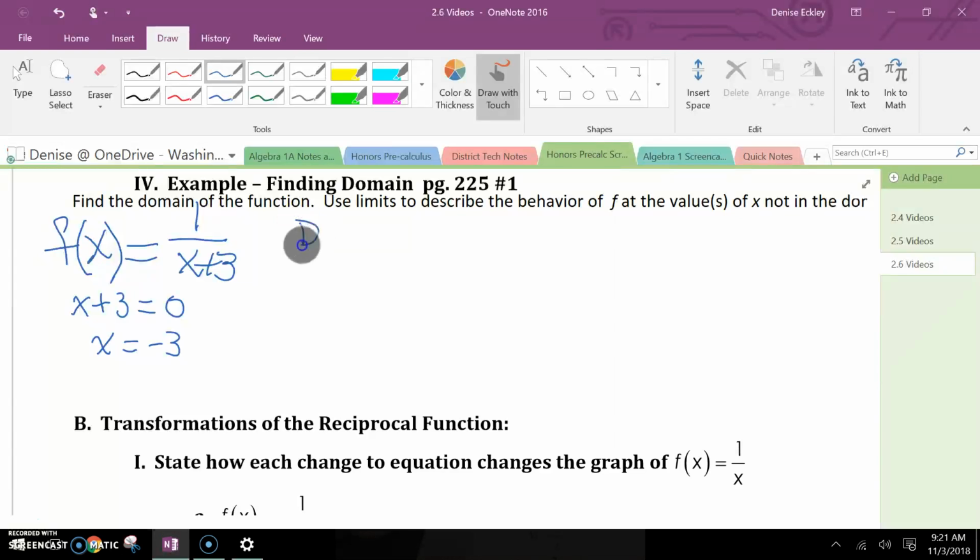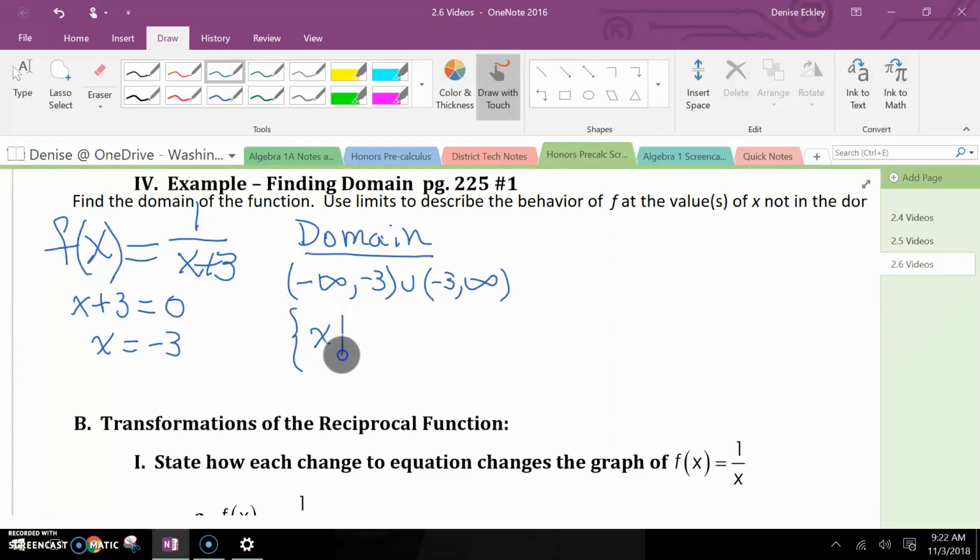So our domain will look like this, and I'm going to write it in both notations. First, in interval notation, from negative infinity to negative 3, union from negative 3 to infinity. And then if you want set builder notation, you have all the x's such that x belongs to the real numbers, x cannot equal negative 3. Now, how do we write that in limit notation?